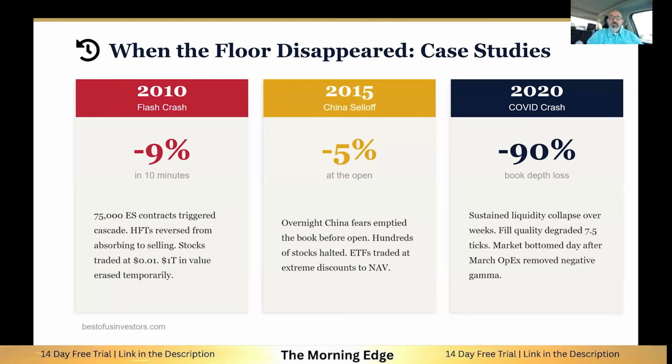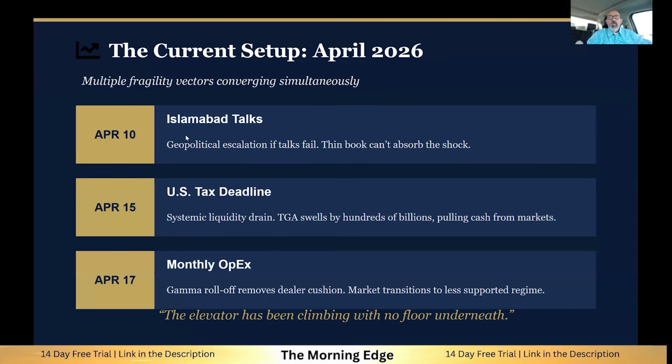So we're in this environment today where geopolitical events, for instance the Hezbollah talks, start tomorrow. That's an issue. We've got tax day coming up on the 15th. People need money. Guess where they sometimes get it? They withdraw from the stock market. And then you've got monthly OPEX.